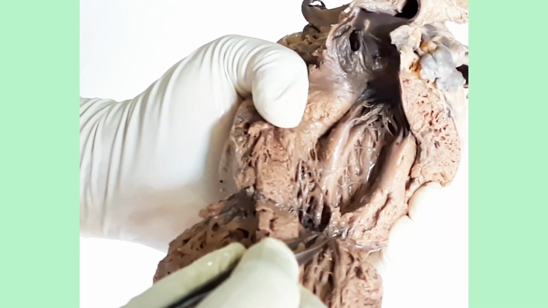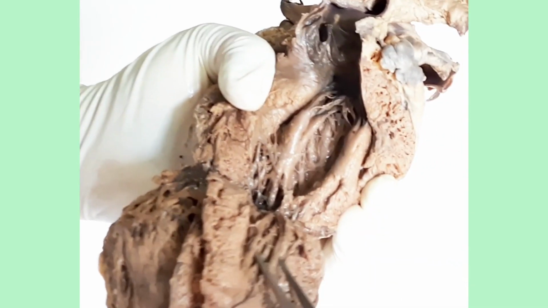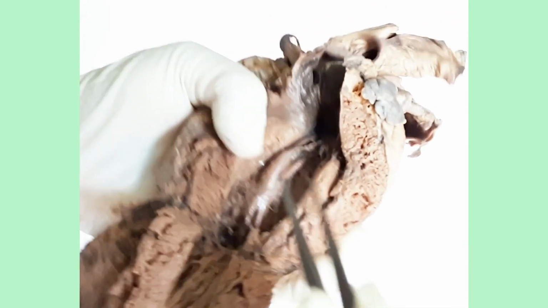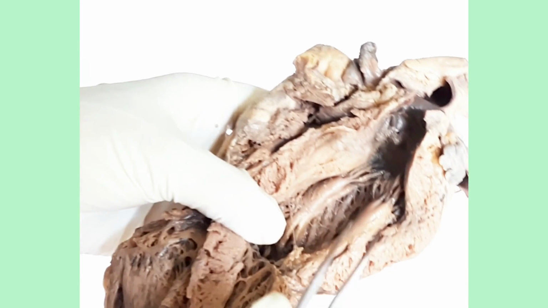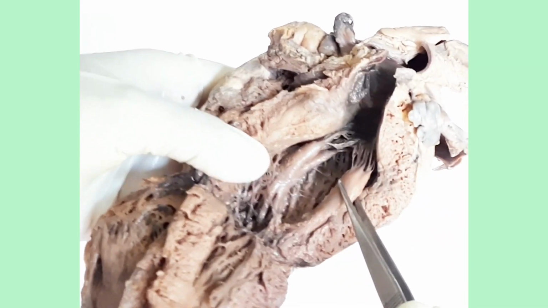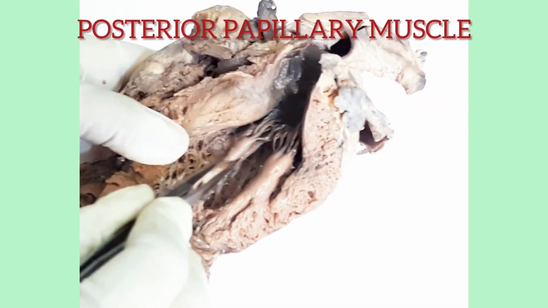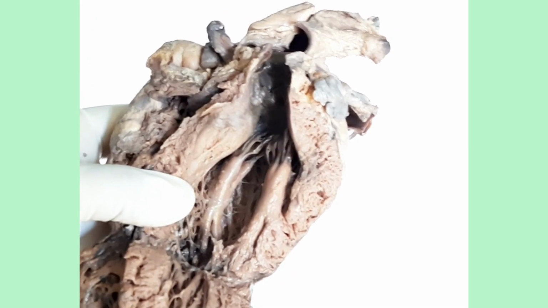pillars are papillary muscles. There are 2 papillary muscles in the left ventricle: the anterior papillary muscle and the posterior papillary muscle. So here this is the anterior papillary muscle which is attached to the sternocostal surface of the left ventricle, and this is the posterior papillary muscle which is attached to the diaphragmatic surface of the left ventricle.